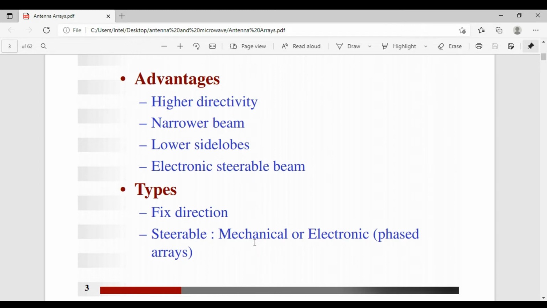Steerable means we can adjust the direction. If it is a broadside array, the maximum radiation occurs at 90 degrees. If it is an end fire array, the maximum radiation occurs at 0 or 180 degrees. So here it is steerable, we can change it.